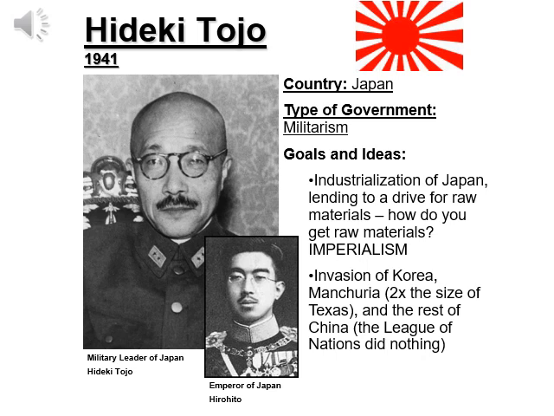And remember, how do you get raw materials? Well, through imperialism. So Japan invades Korea and Manchuria, which was twice the size of Texas, and the rest of China, especially China along the coast, so they can block out Western trade partners like the United States from accessing the raw materials in China and control the raw materials for themselves.